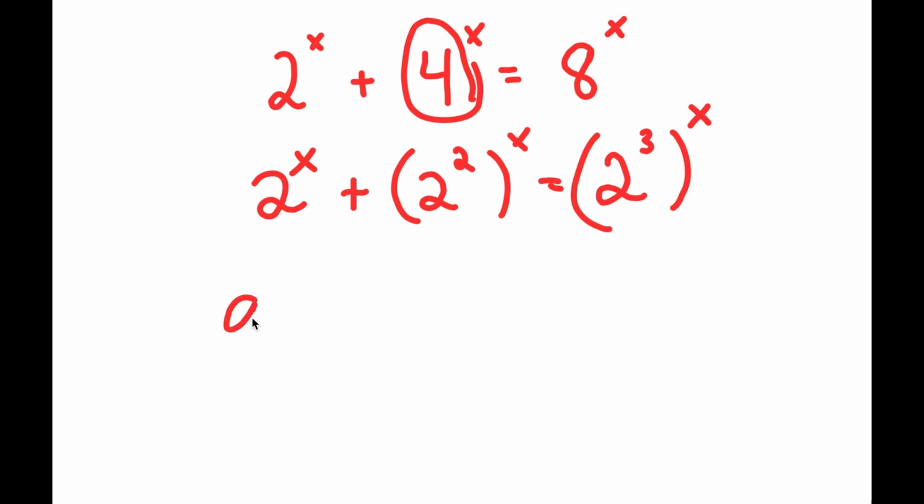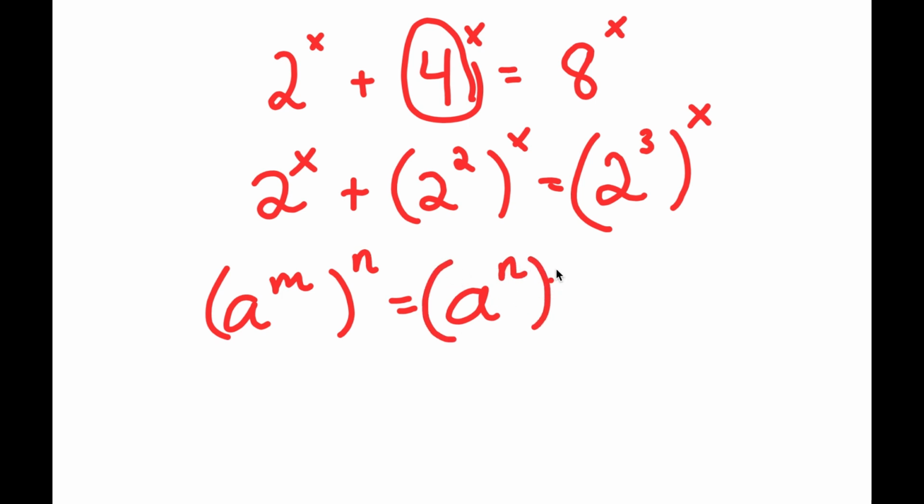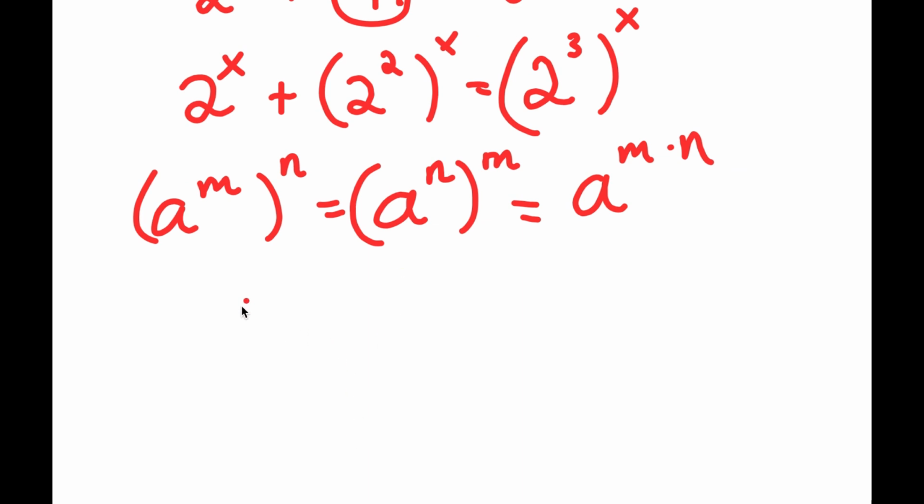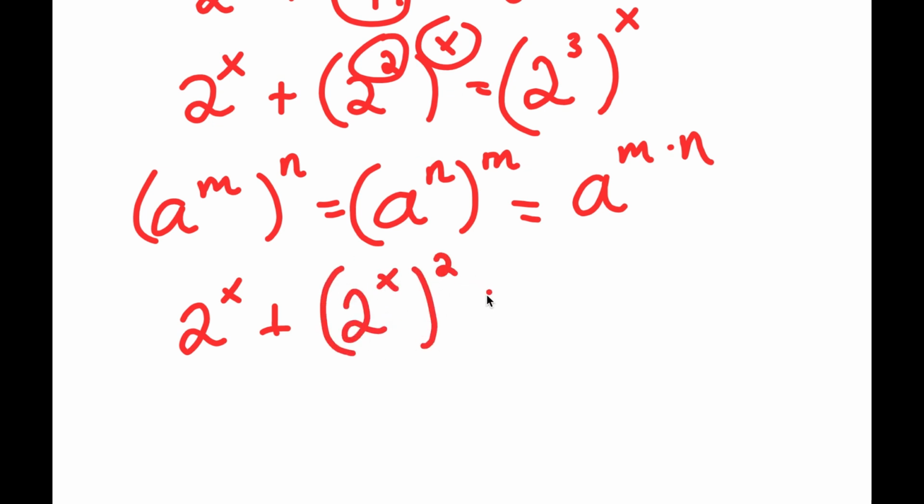Now, if I have something in the form a to the power of m to the power of n, this is equal to a to the power of n to the power of m. And this is also equal to a to the power of m times n. So right here we have 2 to the power of 2 to the power of x, and I can switch to an x. So this is the same thing as 2 to the power of x to the power of 2. And 2 to the power of 3 to the power of x, I can switch x and 3. So this is going to equal 2 to the power of x to the power of 3.